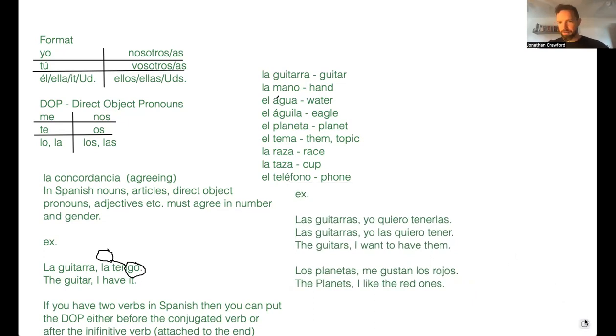Maybe we can do a couple more examples here. What if I say the eagles? I have them. How would I say it? What if I say the eagle? I have it. What do you guys think? Remember, we're going to do that with tango. Do you remember how to say the eagle? It's el águila.